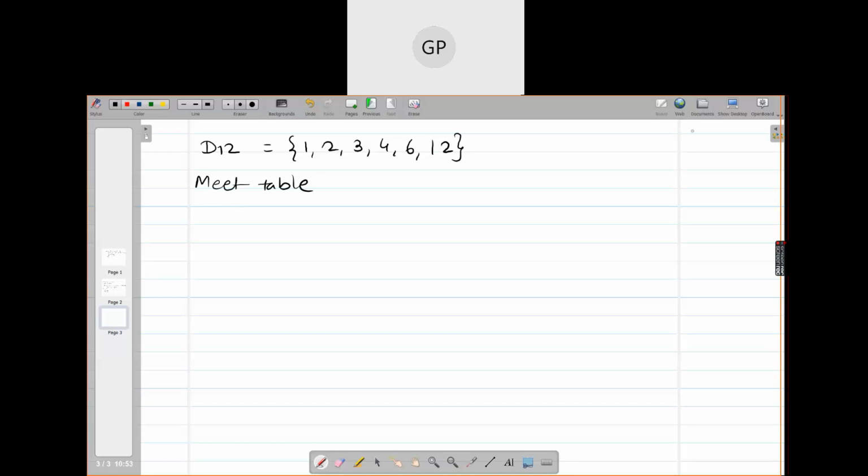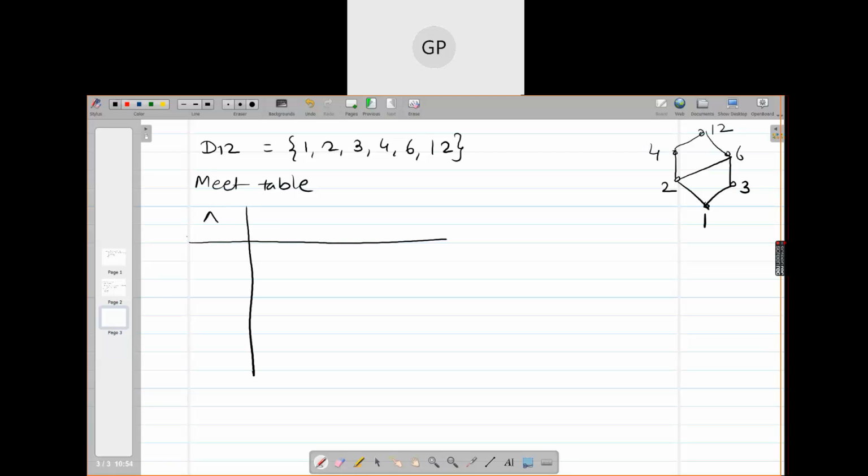So this is the Hasse diagram. I am again drawing it for your reference. 1, 2, 3, 4, 6 and 12. This is the Hasse diagram. And now we can construct the meet table using the Hasse diagram. 1, 2, 3, 4, 6 and 12 along the rows and columns. So 1 meet 1.